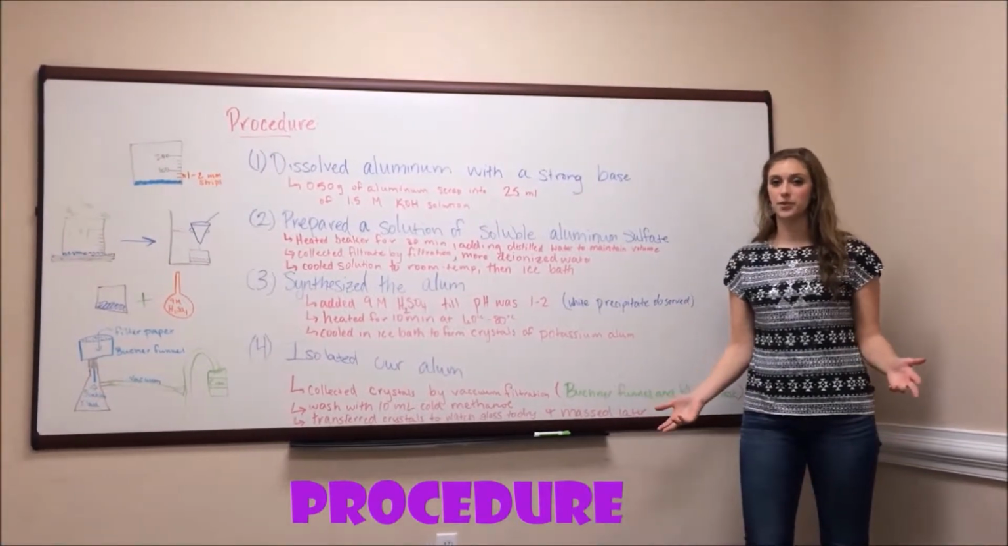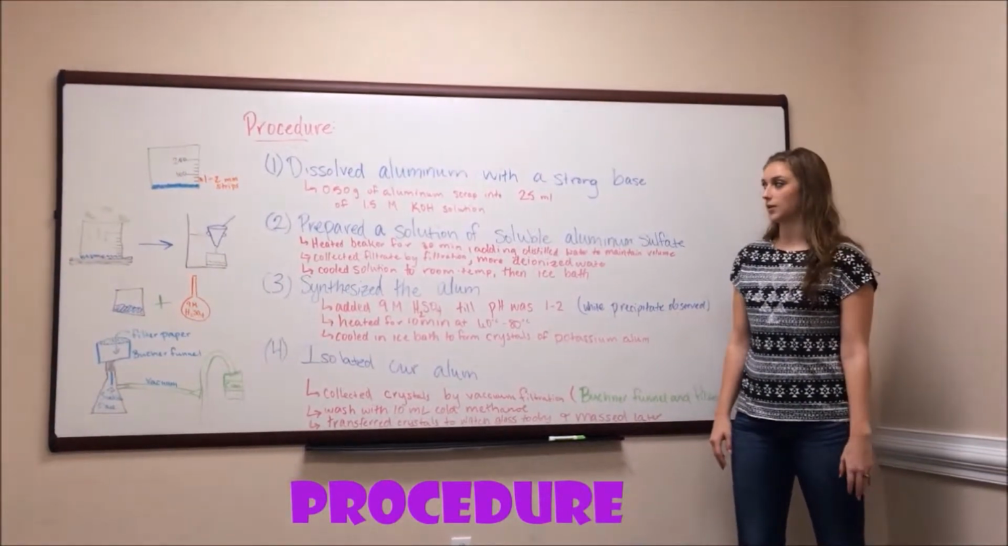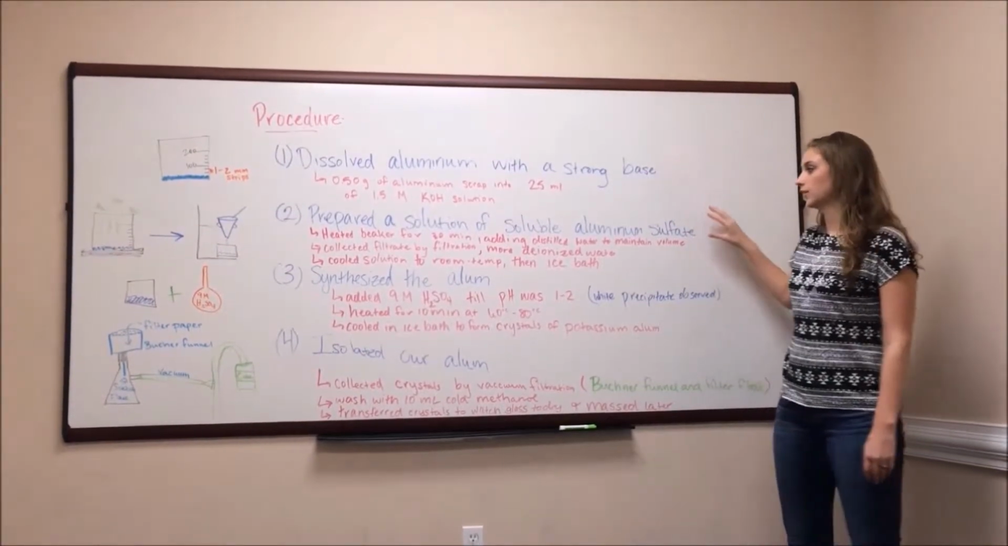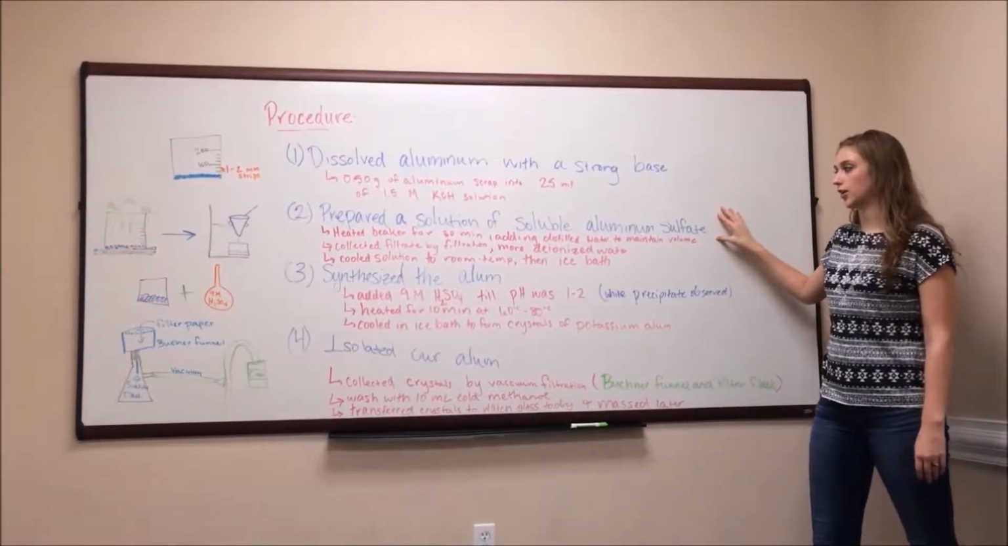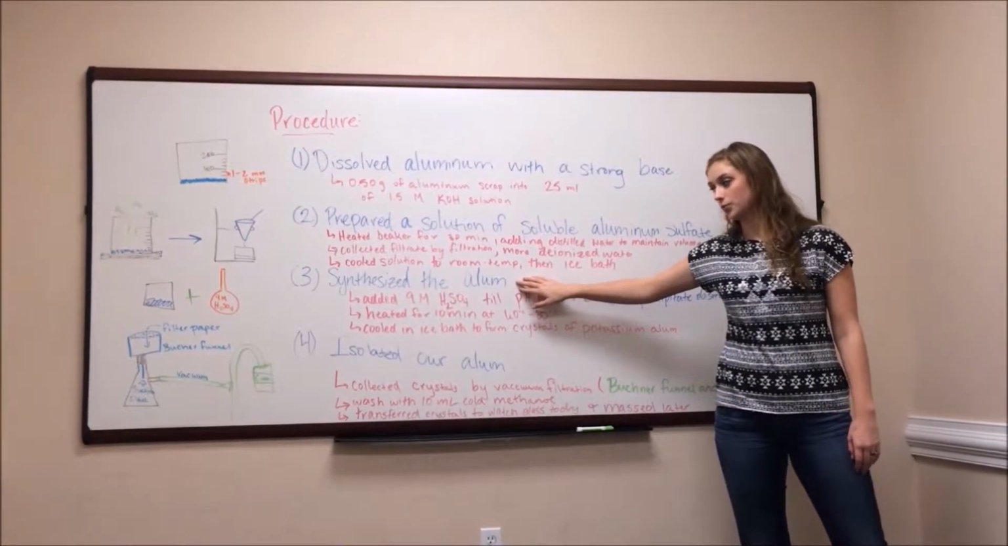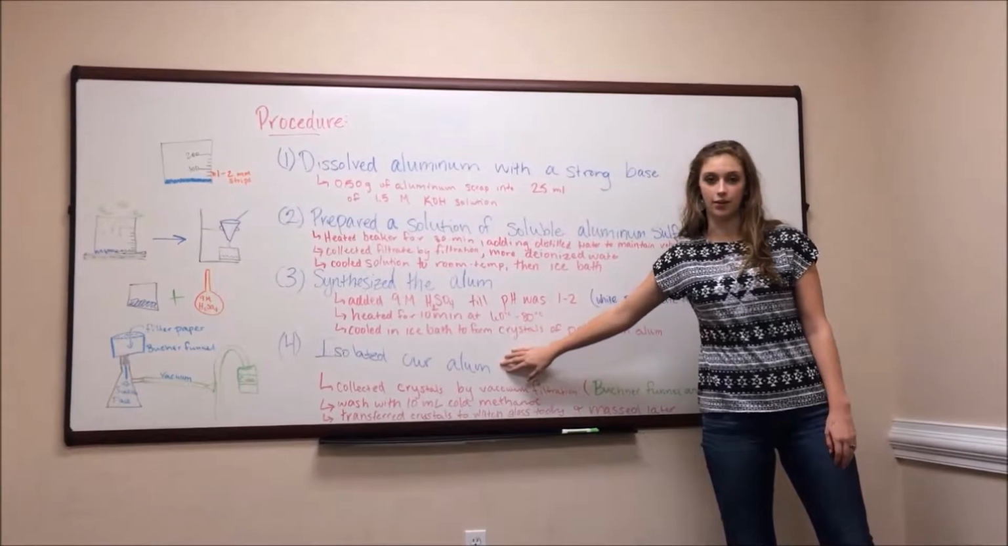The procedure was broken down into 4 basic steps. 1, we dissolved our aluminum with a strong base. 2, we prepared a solution of soluble aluminum sulfate. 3, we synthesized the alum. And 4, we isolated our alum.